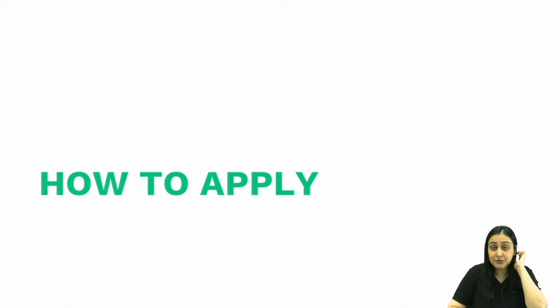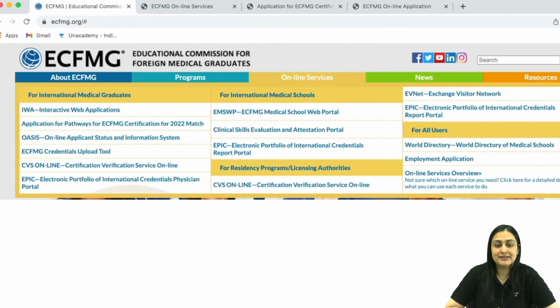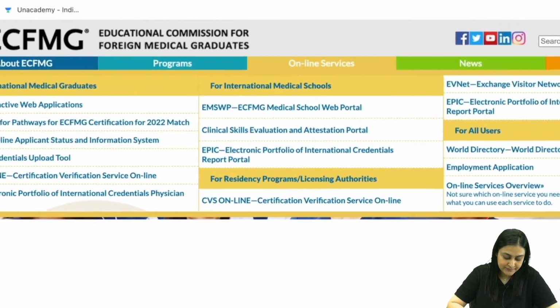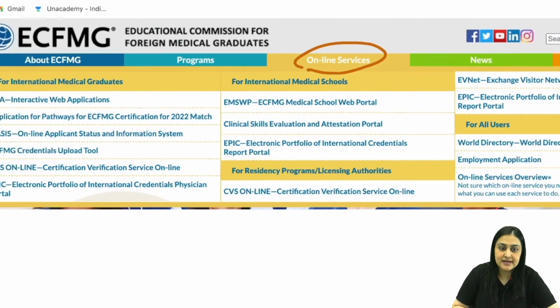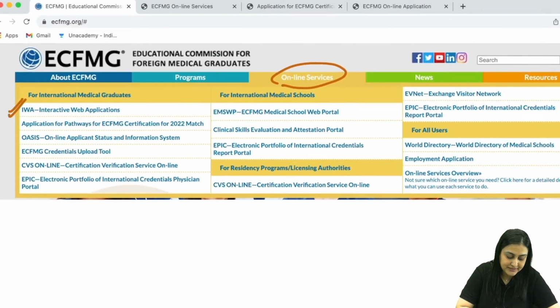Right, so how do you apply? The portal that you have to go to is the ECFMG site. This is the main website where you need to apply as well as schedule the various exams that you're going to be appearing for. This ECFMG is the certification that you are actually applying for, which is the Educational Commission for Foreign Medical Graduates. When you go to the website, you'll find all of these things on the home page. Go to the online services, and this is the main page where you find the IWA, which is the Interactive Web Applications.